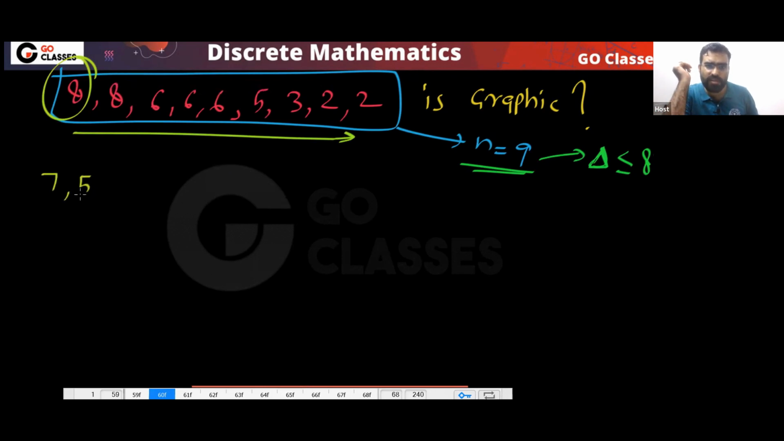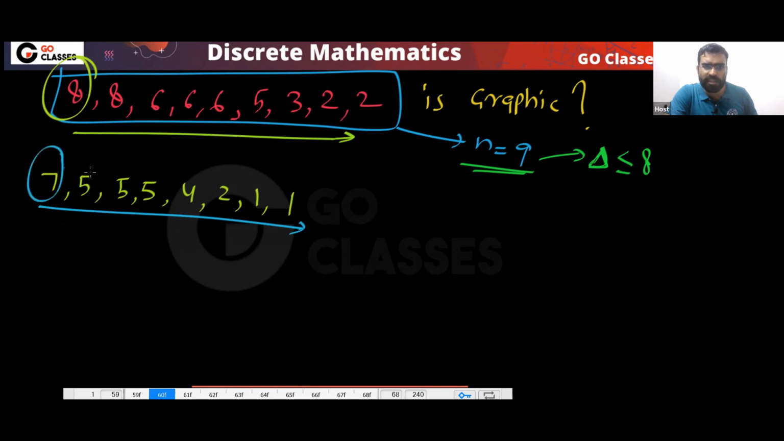Okay, so 7, 5, 5, 5, 4, 2, 1, 1. Again, is this in the decreasing order? Yes, this is in the decreasing order. So you delete this. From the next 7 vertices, delete 1, 1. From the next 7 vertices, delete 1, 1.